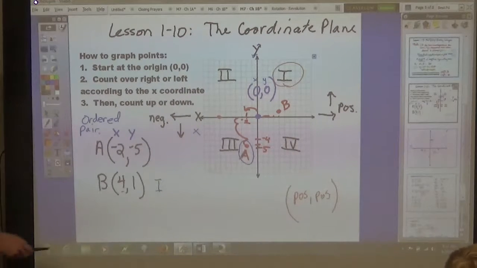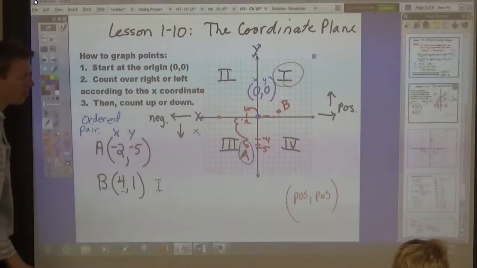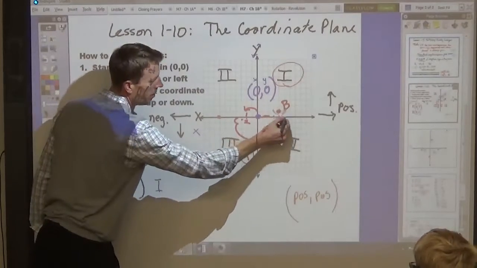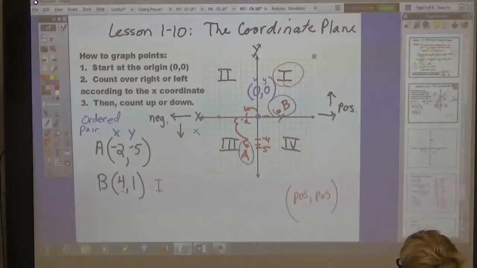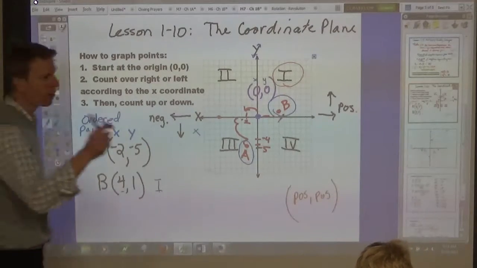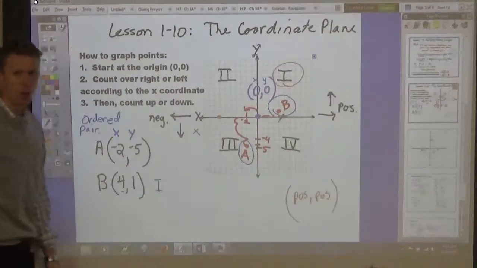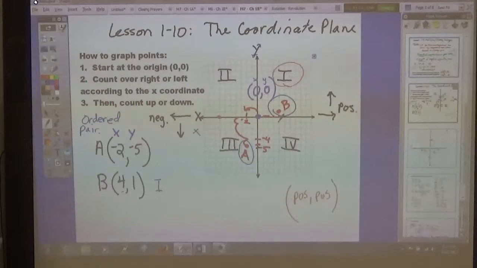And if you were graphing 4, 1, you'd go over to the right 4, and then up 1, and mark the point. In the coordinate plane, there are also 4 different quadrants, we call them. And they're labeled with Roman numerals. You have to use Roman numerals when you're labeling quadrants.